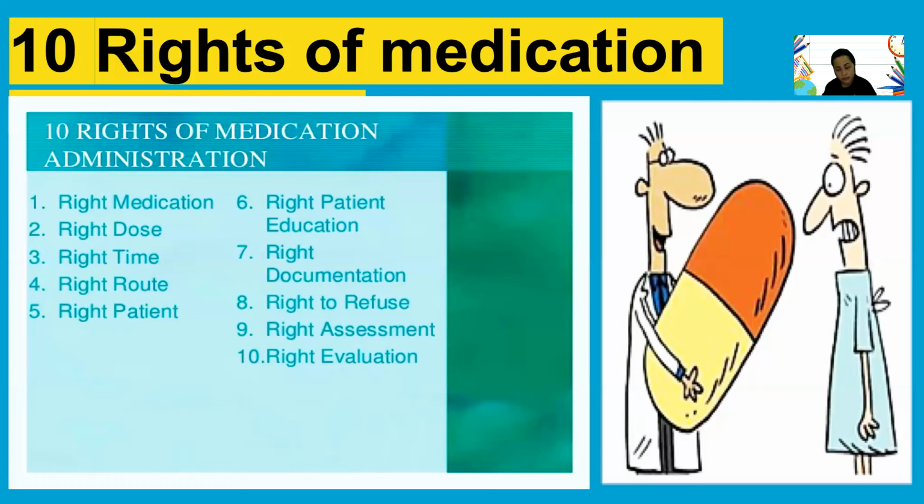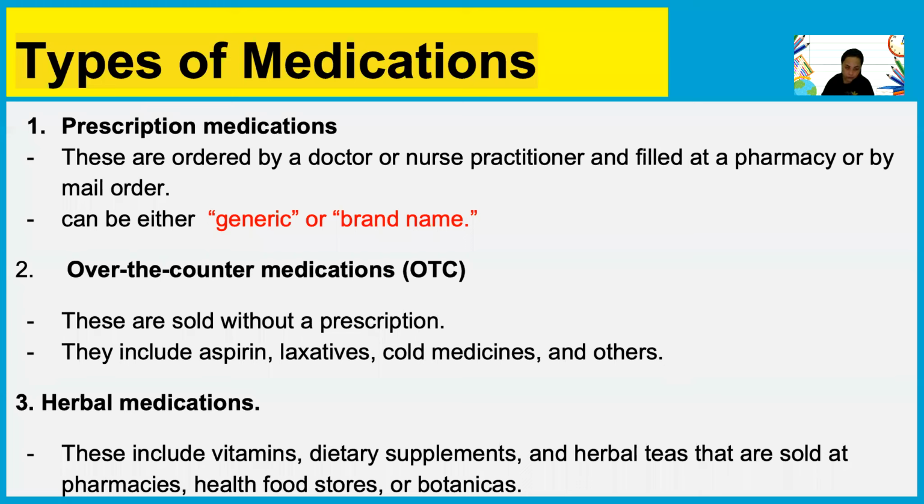Okay, if it's for allergy, you give anti-allergy medication, the allergic reaction decreases or nothing happens. So that is the right evaluation. So we have different types of medication. We have the prescribed medication, over-the-counter, herbal medications.